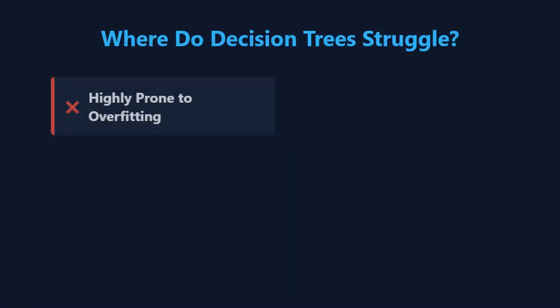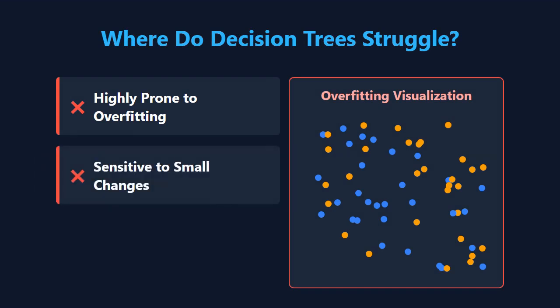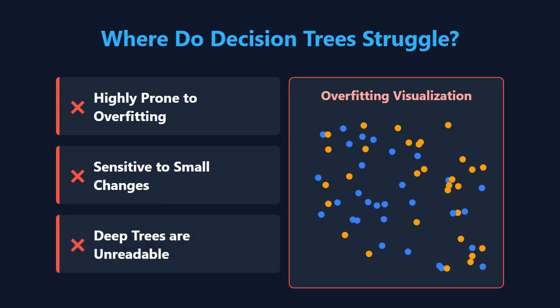Decision trees also have weaknesses. They can easily overfit. Small changes in training data can sometimes produce a very different tree. Very deep trees can become difficult to interpret. And a single tree may not generalize as well as ensemble methods. That's why algorithms such as random forest and gradient boosting are often used in production.